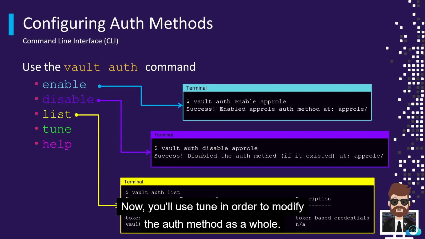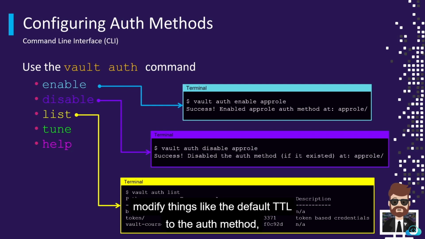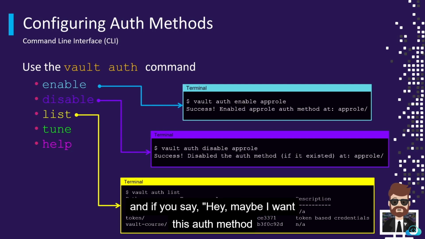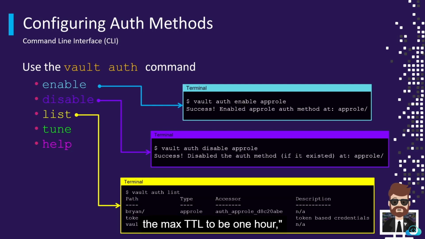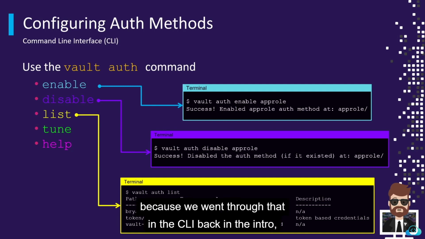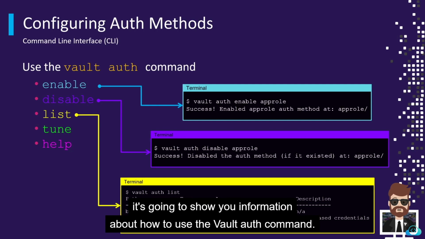Now, the other two commands I have on here, tune. You'll use tune in order to modify the auth method as a whole. Sometimes you'll use tune in order to modify things like the default TTL of the auth method. By default it's going to grab the Vault default TTL. And if you say, hey, maybe I want this auth method's max TTL to be 1 hour, you can use vault auth tune in order to do that. Now, vault auth help should be familiar because we went through that in the CLI back in the intro. If you do vault auth help command, it's going to show you information about how to use the vault auth command.